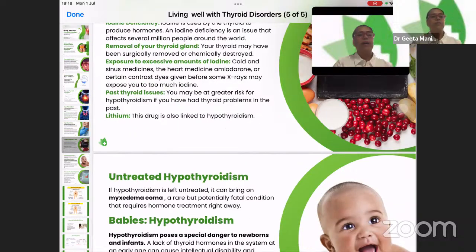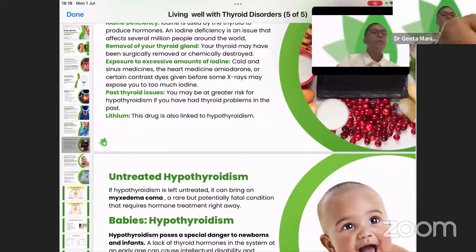Past thyroid issues. You may be at a greater risk for hypothyroidism if you have had thyroid problems in the past as well. Lithium is a drug which is linked to hypothyroidism.